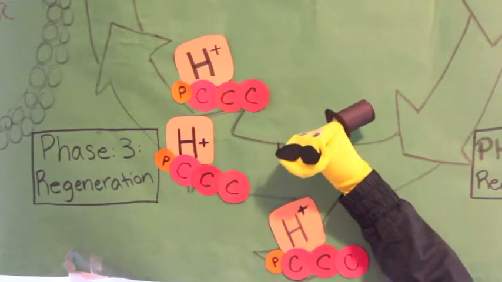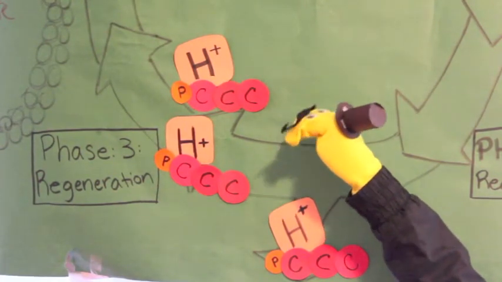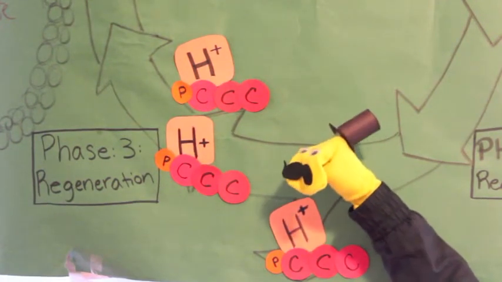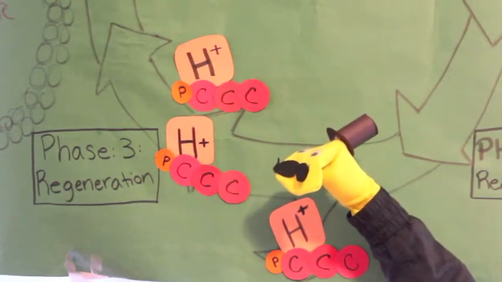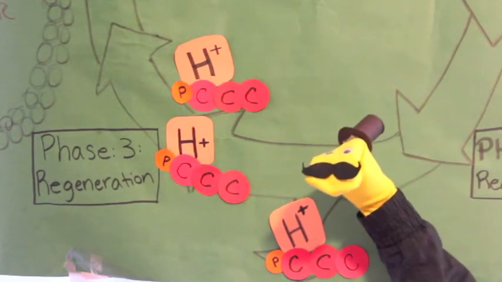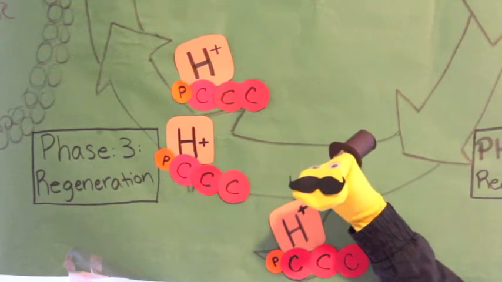So do you remember the other 2 carbon molecules from the carbon dioxide? They went through phases 1 and 2 as well. 3 carbons are needed because one of the molecules leaves the cycle as glucose, or sugar. The other 2 continue through the cycle.